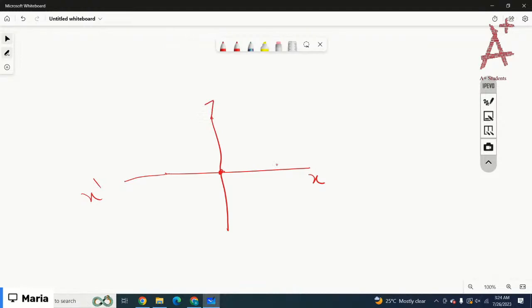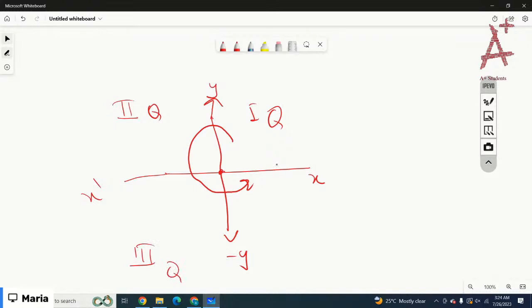If you move upside, that would be the positive y side. If you move downside, that would be the negative y side. You have to move on the coordinate plane anti-clockwise, opposite to clock direction, right? This one is the first quadrant, this one is the second quadrant, this one is the third quadrant, and this one is the fourth quadrant.